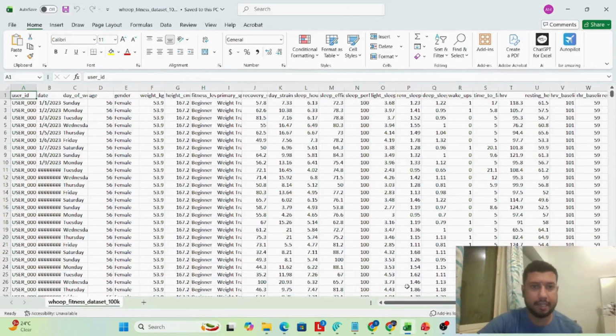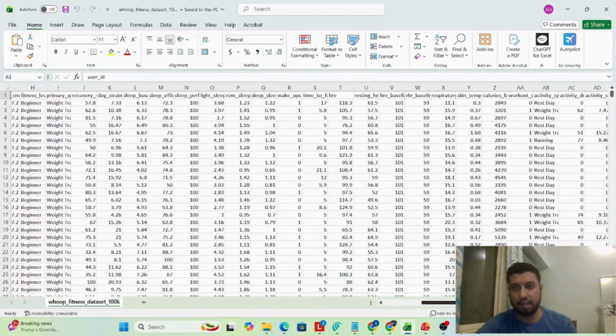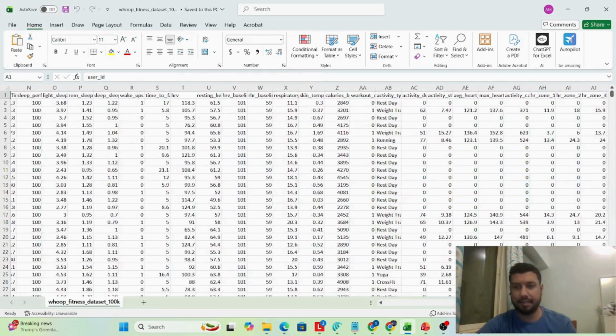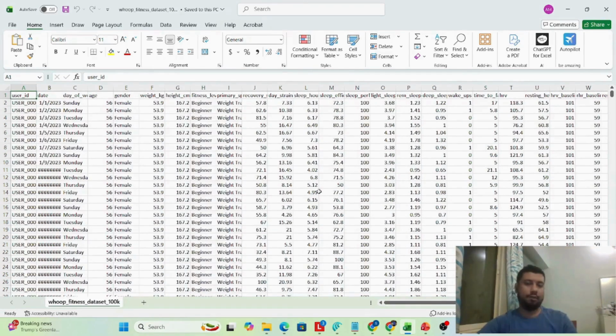This is the next exercise. I have a detailed Excel sheet, a spreadsheet, which talks about a fitness data set. As you can see, all the days of the week are mentioned, the ages of the individuals, the weight, the height, the sleep patterns, the calories burned, the rest day, when the weight training is happening, when the yoga and CrossFit are happening, and all of that. So it's quite a comprehensive data set. I will put this on Gemini and see how Gemini does the data analysis for me.